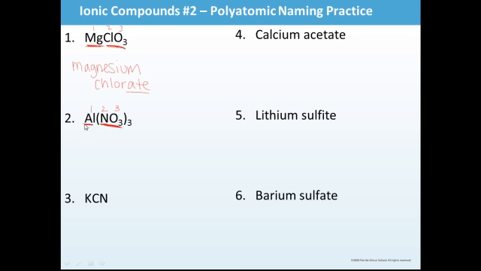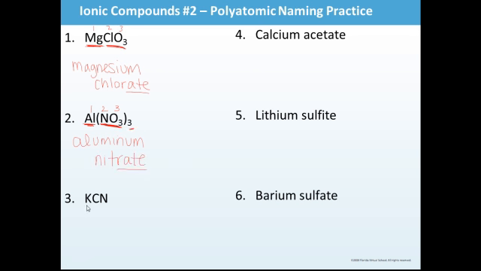You look at your metal. Is your metal a main group metal? Yes, it is. It's in the main group part. So this is aluminum. And then I name the polyatomic ion. So I look up NO3 in my list, and I see that this is nitrate.